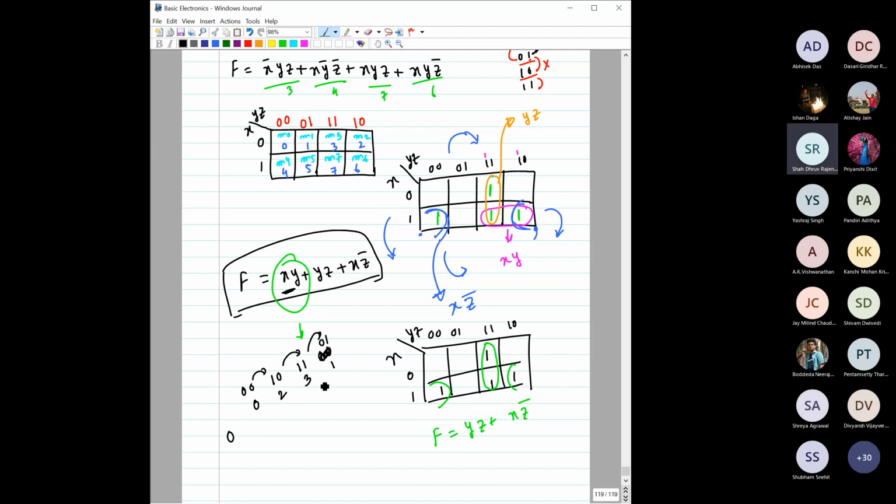Could you please try using this one as well? Sure, sir, I'll try using this and check whether you are getting the same thing. I think you should be able to come up with the same thing, right? But the only thing you might find difficult is that you have to remember here it is 0, 1, then 2, 3. Okay, sir.